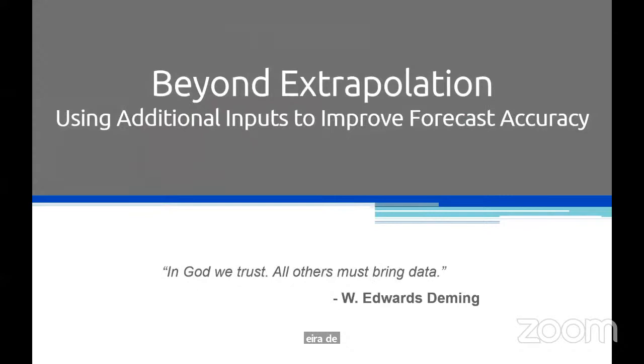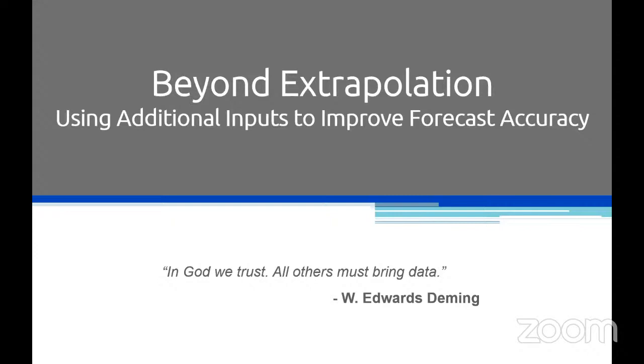So today's topic is entitled Beyond Extrapolation. There's an awful lot of forecasting that is performed using extrapolation. Basically, you take the demand history for what you're trying to forecast, and you run it through an algorithm, whether it's exponential smoothing or a spreadsheet, like same as last year, plus a percentage or something like that. But the main concept of extrapolation is that we're going to use the past to predict the future.